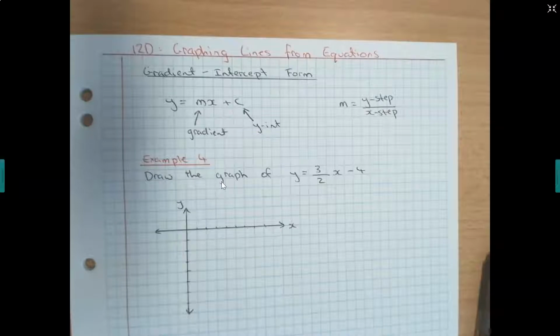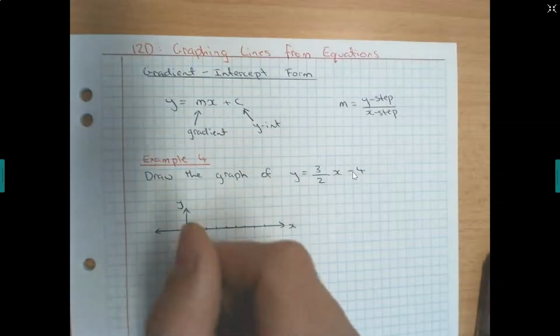So we'll start off with this first example, and they would like us to draw the graph of y equals 3 over 2x minus 4. Remember, when the equation is in gradient-intercept form, this value here will indicate our y-intercept. Since this is plus c, this is essentially saying plus minus 4. Therefore, our y-intercept is going to be minus 4, not positive 4.